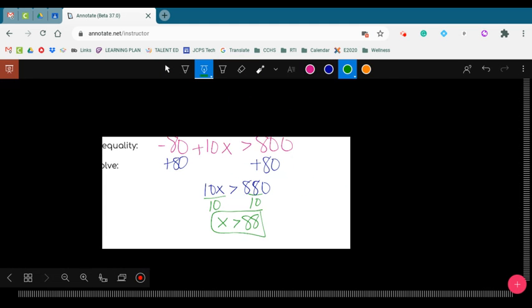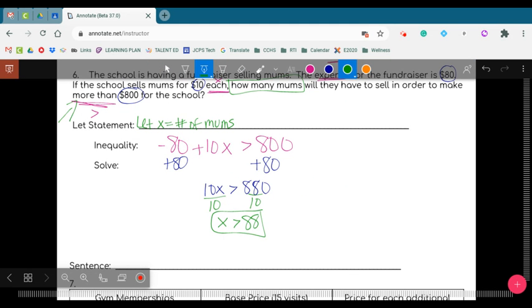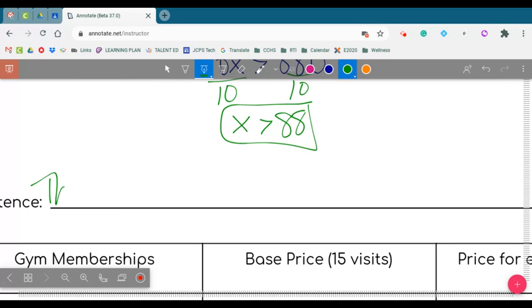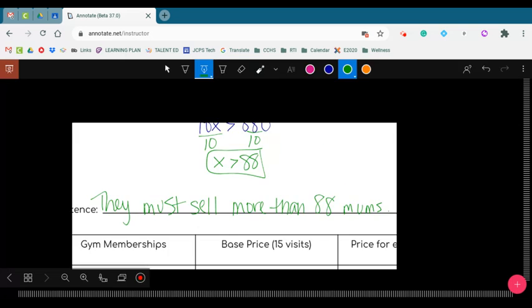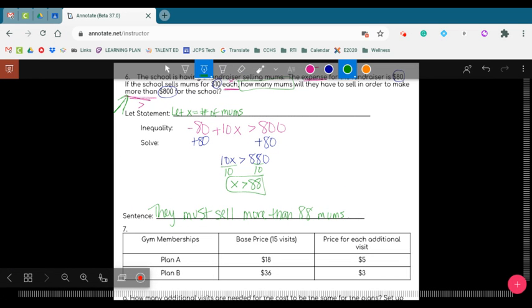So I want you to think about what that means. So they wanted more than $800. That means they must sell more than 88 mums. Okay, let me know if you guys have any questions on that.